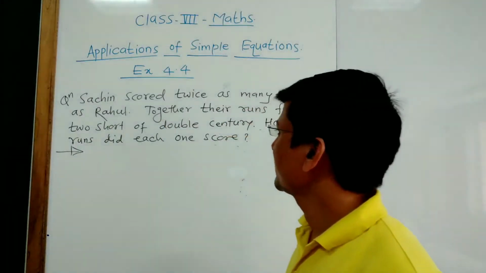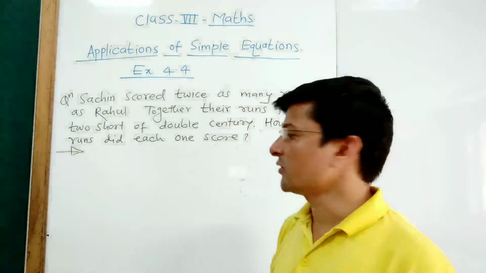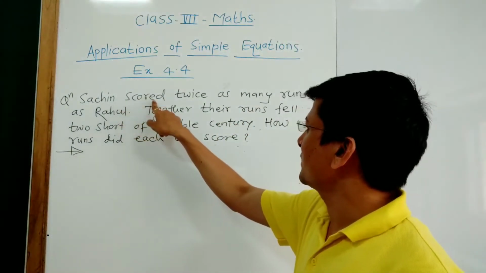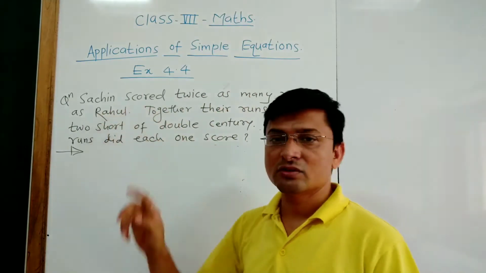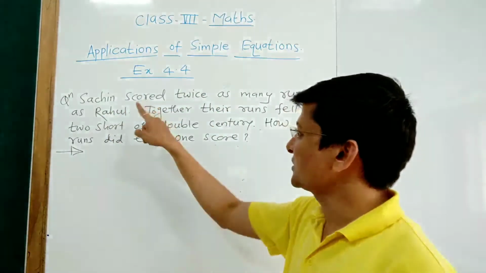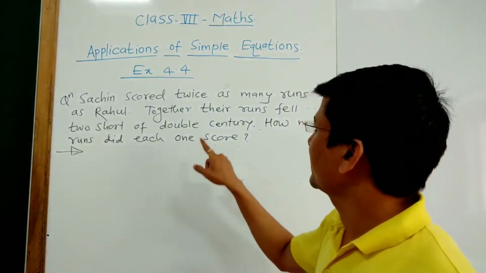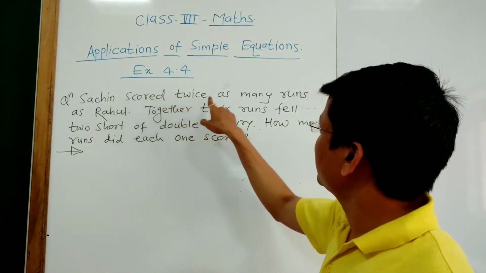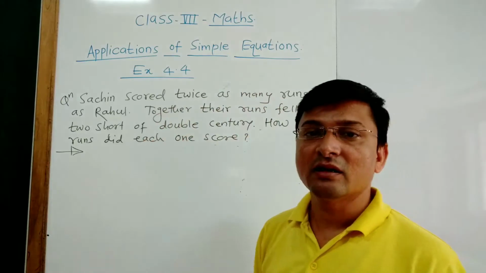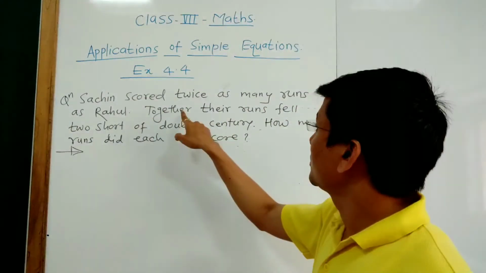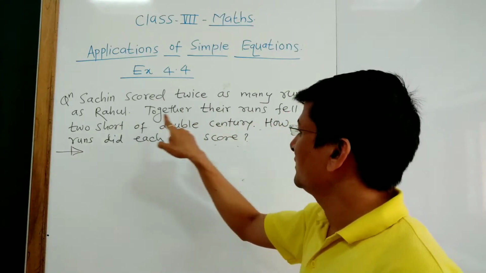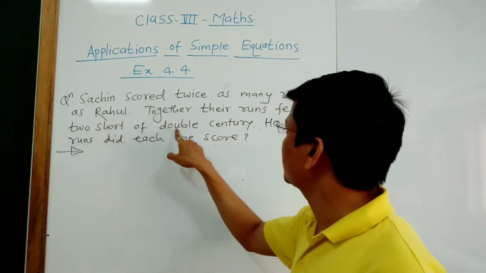Okay, students, this is the next word problem for you. Sachin scored twice as many runs as Rahul. So here are the two batsmen, Sachin and Rahul. So Sachin scored more than Rahul. Together their runs fell too short of double century.